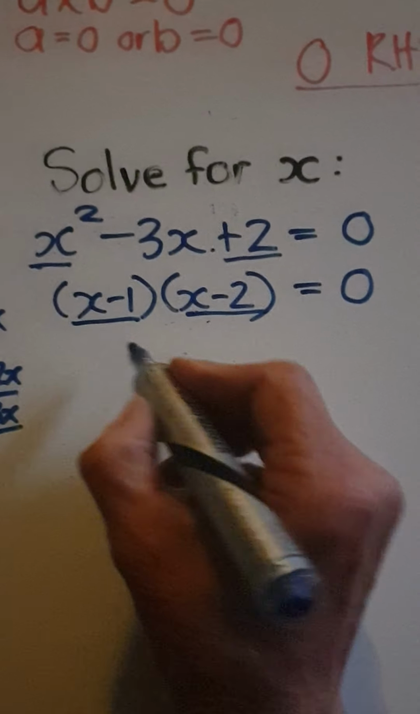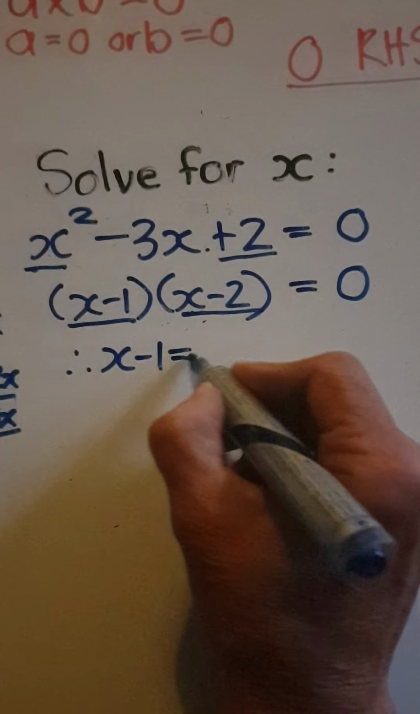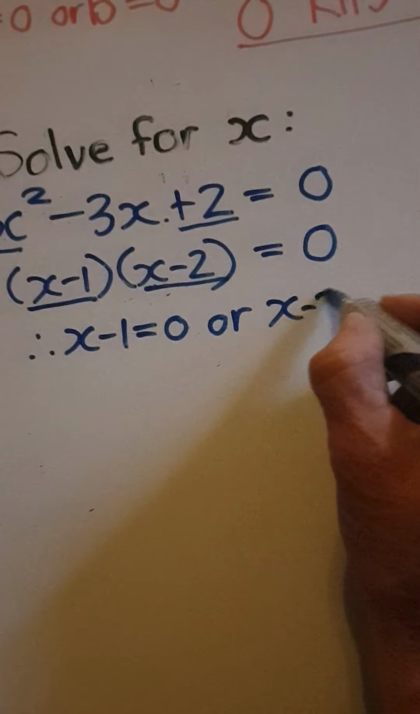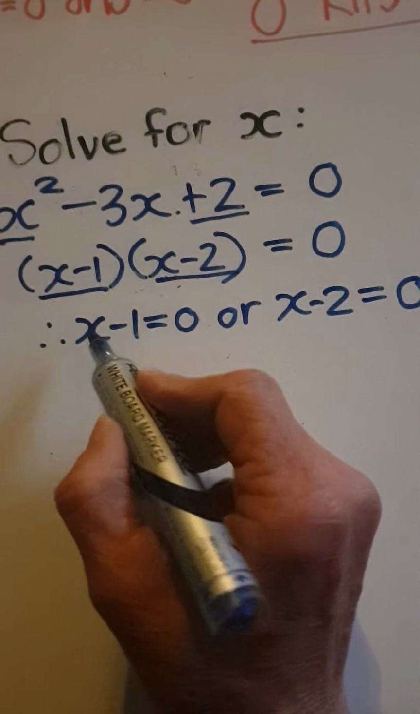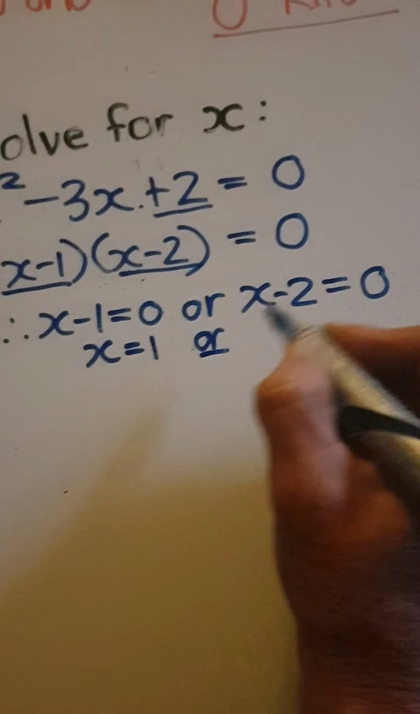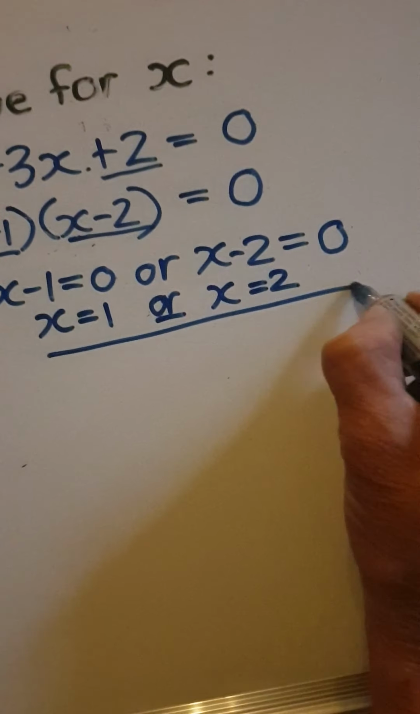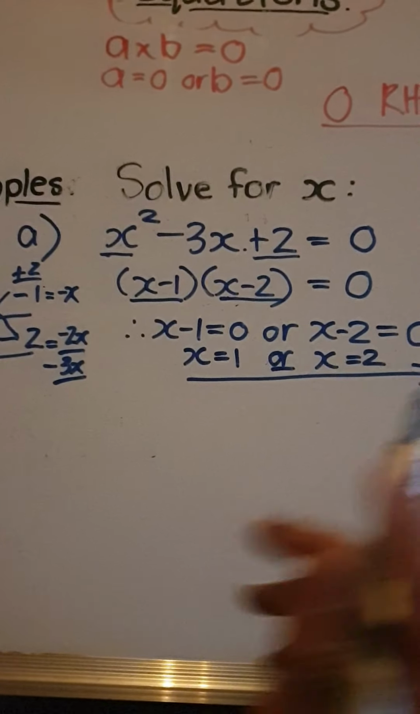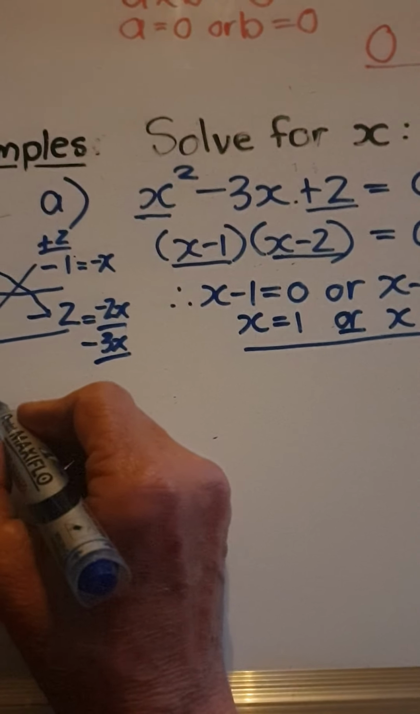So how do I write it? I say therefore x minus 1 must be 0, or x minus 2 must be 0. And to make this 0, x must be 1, or x must be 2. Equation solved. There's my solution. A quadratic equation will always have 2 solutions. Right. So let's look at another example.